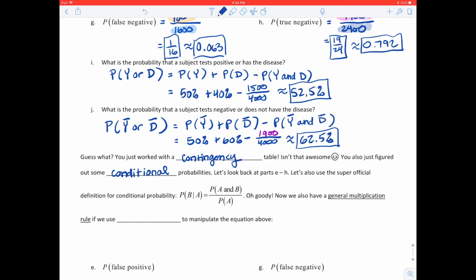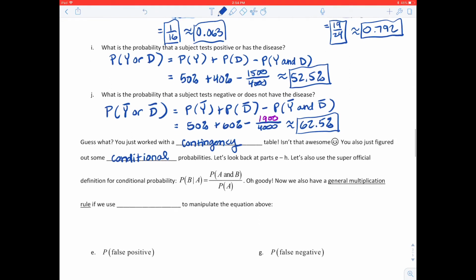Let's look back at parts E through H, and let's also use our super official definition for conditional probability. This line in between means "given." So the probability of some event B given that A happened is equal to the probability of their intersection divided by the probability that event A happened. Now we also have a general multiplication rule.